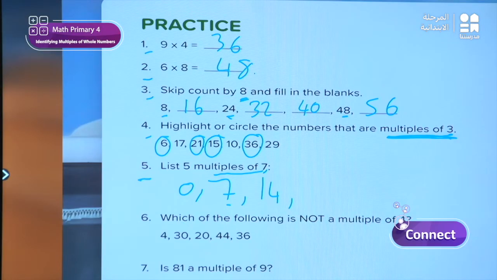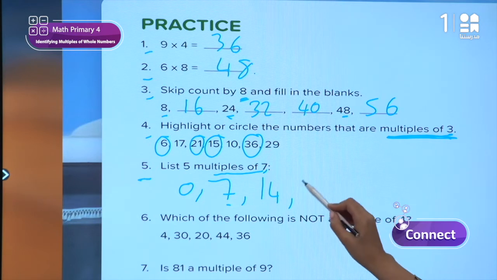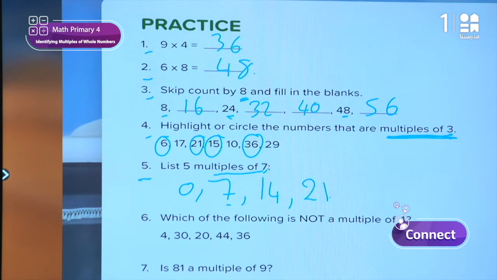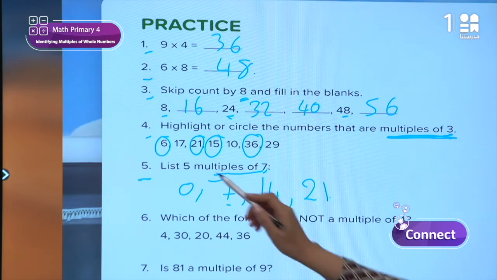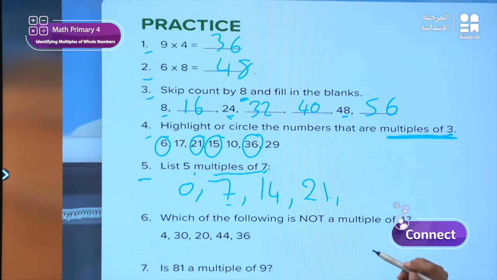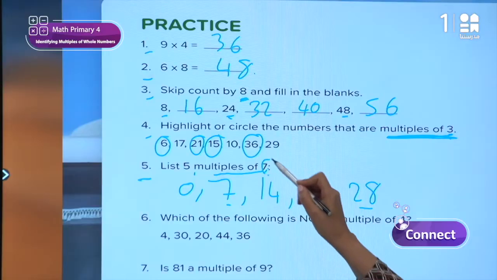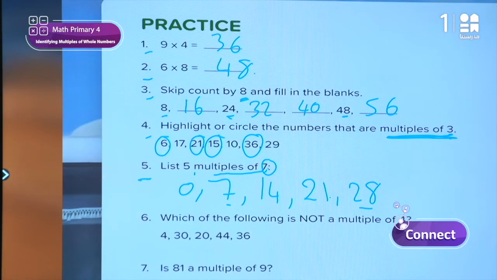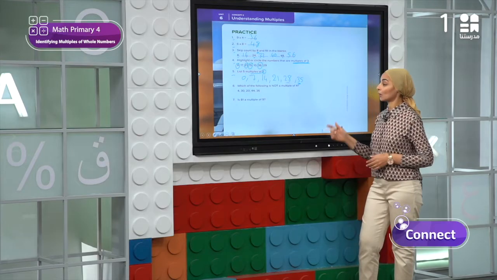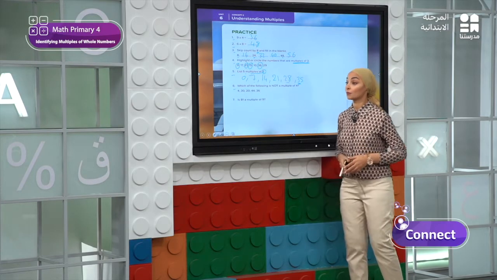Isn't it that 7 times 2 gives me 14? So 14 is also a multiple of 7. Well, what about 21? Yes, 21 is a multiple of 7 because 7 times 3 gives me 21. And then what? You want 5 multiples. So I can write also 28. Right? Okay, all of these are multiples of 7. And if I make 7 times 5, it also gives me 35, and 35 is also a multiple of 7. Well, let's move to problem number 6.